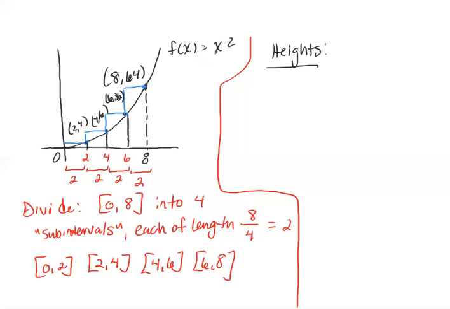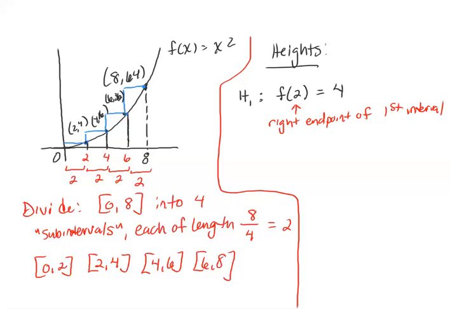So it appears that the height of that leftmost rectangle, the height of the first rectangle, is f of 2, which happens to be 4. I might call 2 the right endpoint of the first interval. This is the right endpoint of the interval. That first interval being down here on the bottom left, that interval from 0 to 2.